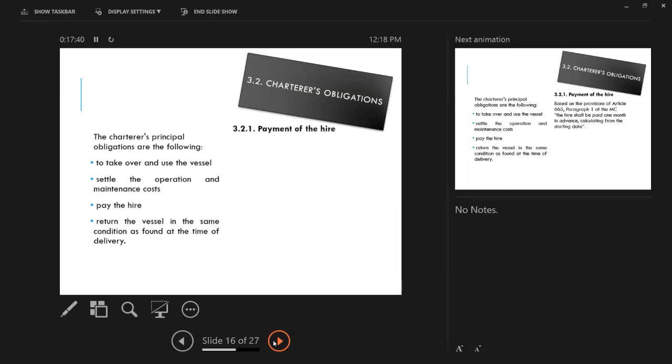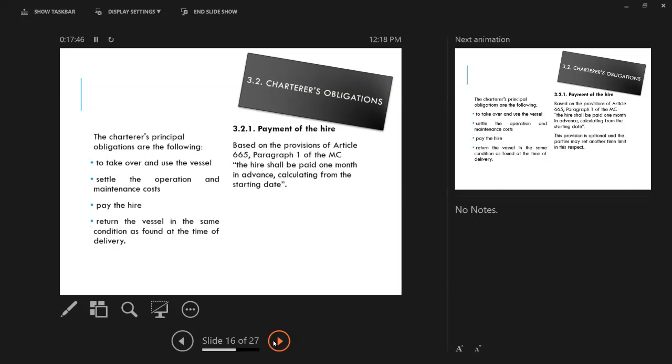So let's see what kind of provisions about payment of hire we can find in the Croatian Maritime Code. So according to the Maritime Code, the hire shall be paid one month in advance, calculating from the starting date. Of course, this provision from the Maritime Code is optional, and parties may set another time limit in this respect.